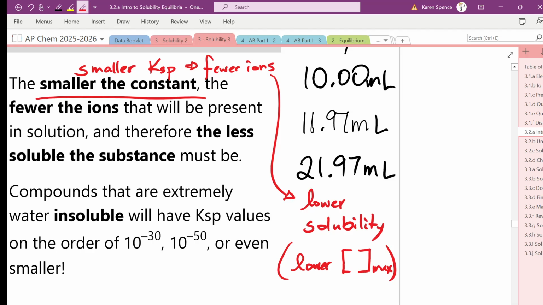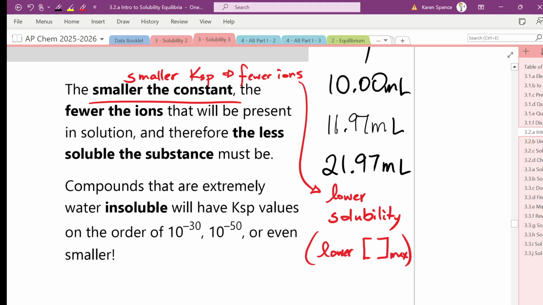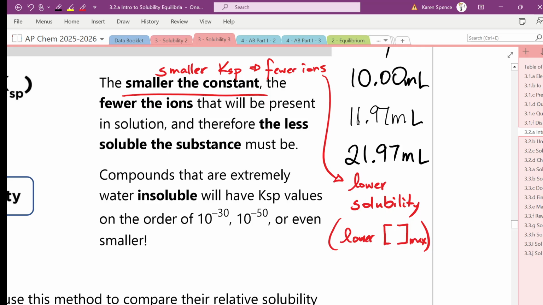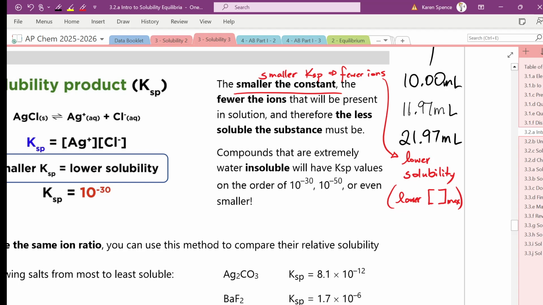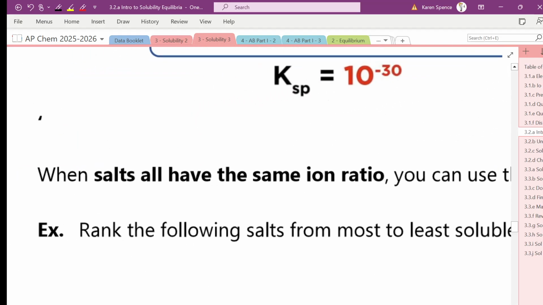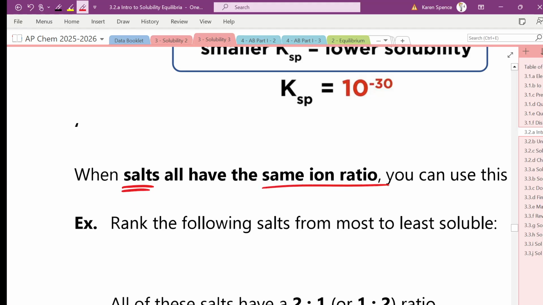Maximum concentration. Yes? Okay. All right. So compounds that are extremely insoluble will have KSP values somewhere like 10 to the negative 30, 10 to the negative 50, or even smaller. Crazy. Okay. So you can tell, as long as we have the same ion ratio, when all salts have the same ion ratio, you can just do a direct comparison of their KSP values, and that will tell you which one is more soluble than the other.